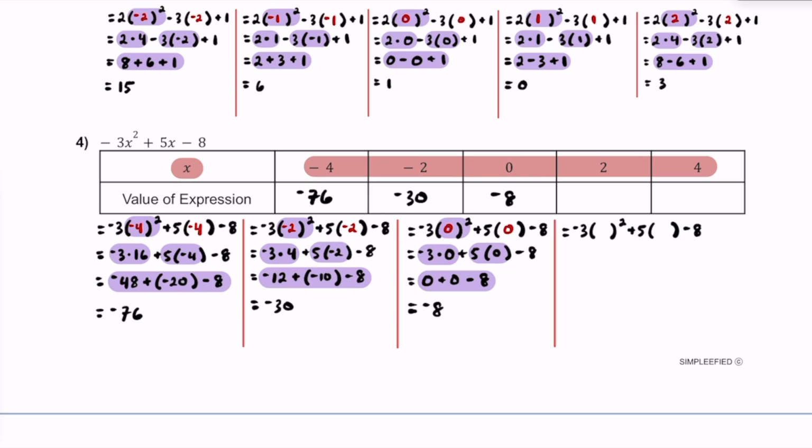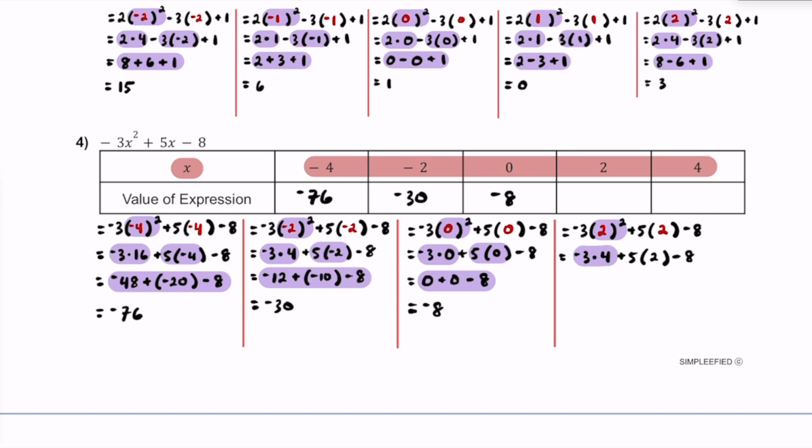For a fourth time here, this time x is going to be 2. So let's go ahead and plug in 2 for x. Evaluating the power here, you're going to see 2 squared is going to be 4. So we're looking at negative 3 multiplied by a positive 4 plus 5 times a positive 2, and then take away 8.